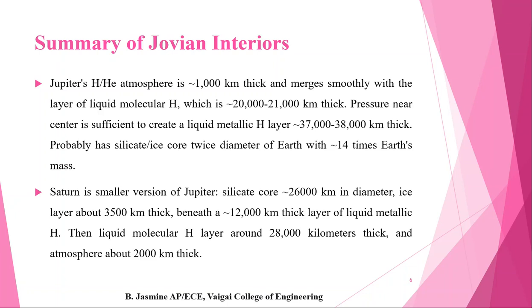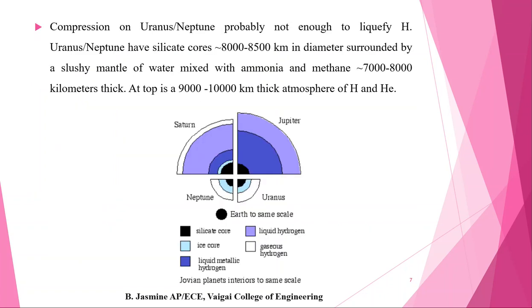Saturn is a smaller version of Jupiter, with a silicate core about 26,000 kilometers, then an ice layer about 3,500 kilometers, and beneath the ice layer about 12,000 kilometers of liquid metallic hydrogen. Then liquid molecular hydrogen about 28,000 kilometers thick. Comparing Uranus and Neptune, there is probably not enough liquid hydrogen. Uranus and Neptune have a silicate core about 8,000 to 8,500 kilometers in diameter, mixed with ammonia and methane about 7,000 to 8,000 kilometers thick. At the top is a 9,000 to 10,000 kilometer atmosphere of helium and hydrogen.